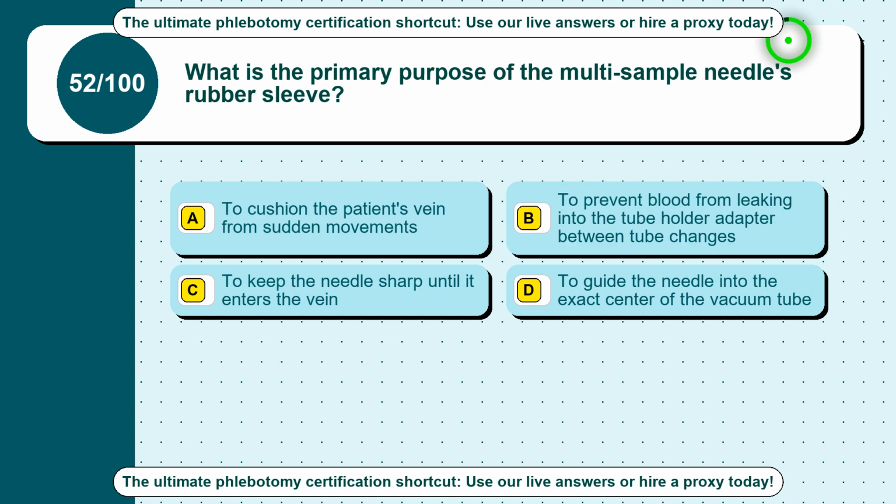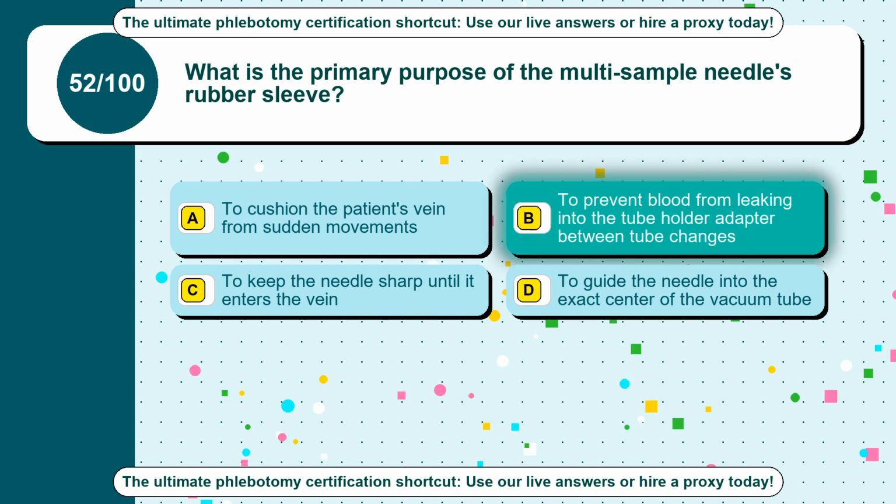Question 52. What is the primary purpose of the multisample needle's rubber sleeve? Option A. To cushion the patient's vein from sudden movements. Option B. To prevent blood from leaking into the tube holder adapter between tube changes. Option C. To keep the needle sharp until it enters the vein. Option D. To guide the needle into the exact center of the vacuum tube.